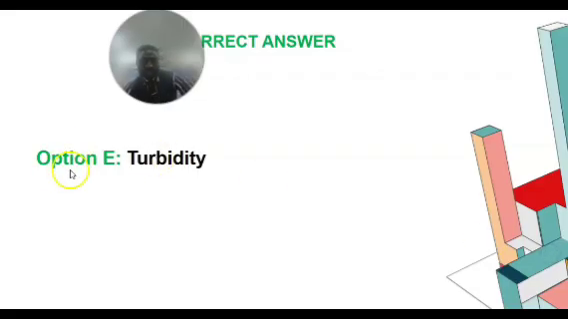So, like I said, the correct answer is option E, turbidity. Turbidity has to do with when the substance is full of water and it becomes turbid.